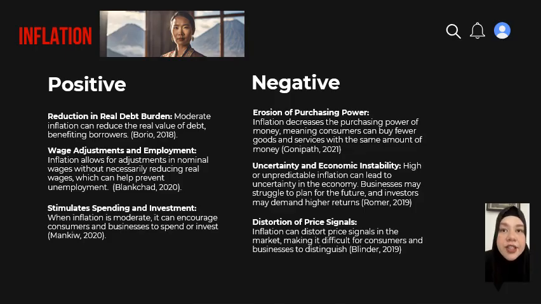Impact of inflation. Inflation has both positive and negative effects. On the positive side, moderate inflation can encourage spending and investment, driving economic growth. However, the negative effects often outweigh the positives, especially when inflation is high. It reduces purchasing power and creates uncertainty in the economy, making it difficult for businesses to plan for the future.